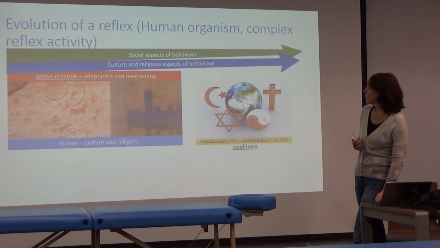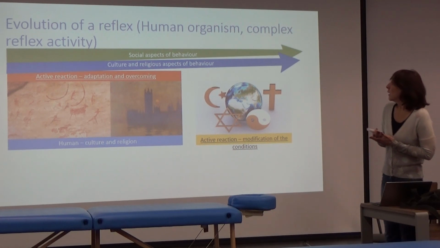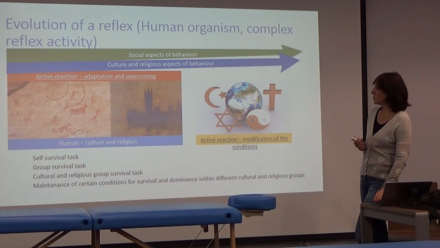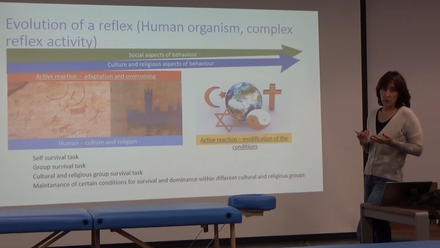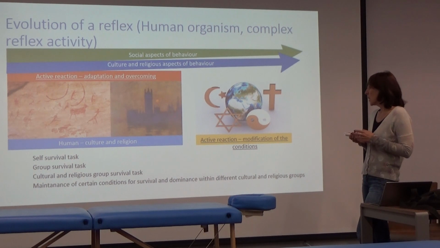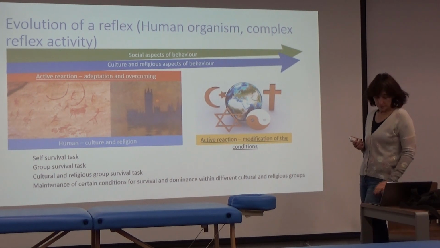And then, of course, we've got very complex cultural and religious aspects of behavior, and we need to adapt and overcome all the time. So we've got self-survival task. We're supposed to think about group survival task. We're supposed to think about cultural and religious group survival task. And we're supposed to think about maintenance of certain conditions for survival and dominance within different cultural or religious group.